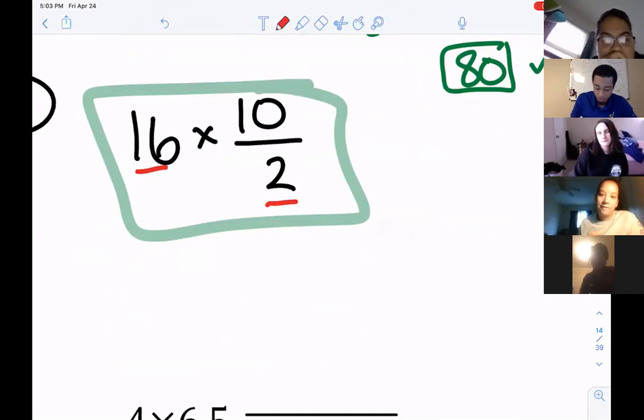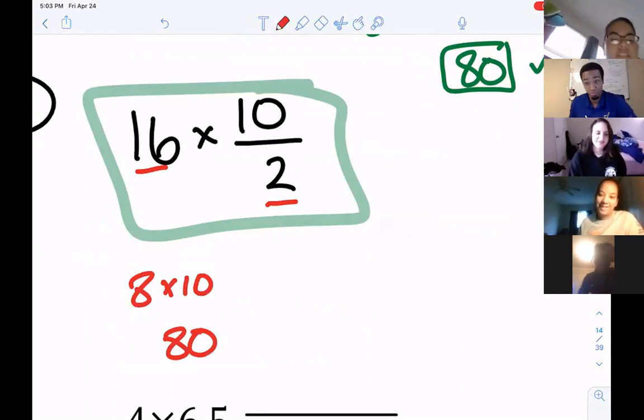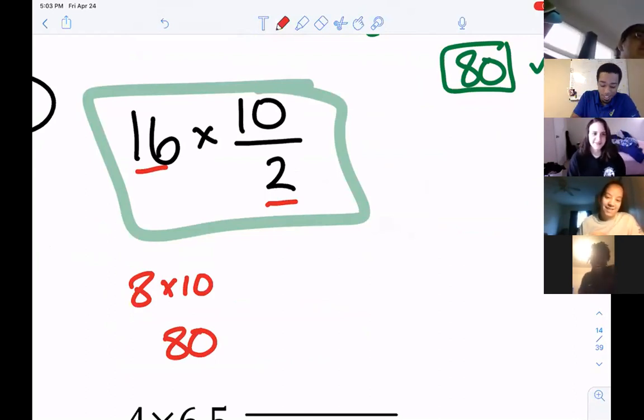8 times 10 in your head? 80. Hmm. I like that way. I like that way better because you go, okay, let me look at it the other way, then you simplify. What if I multiply by 10 first, then divide it by 2?